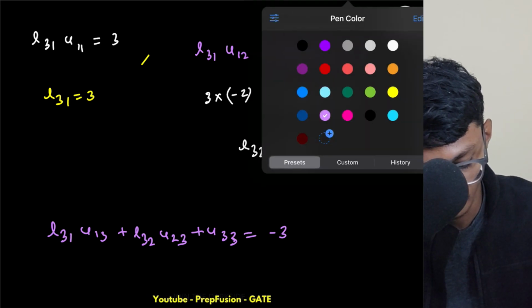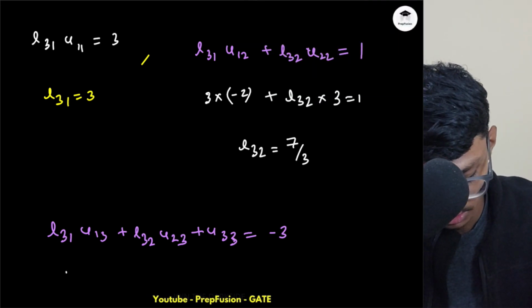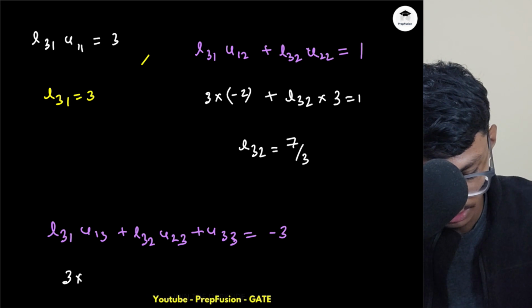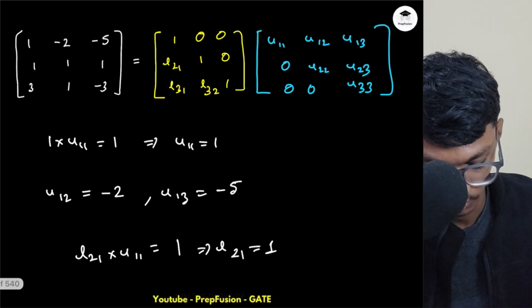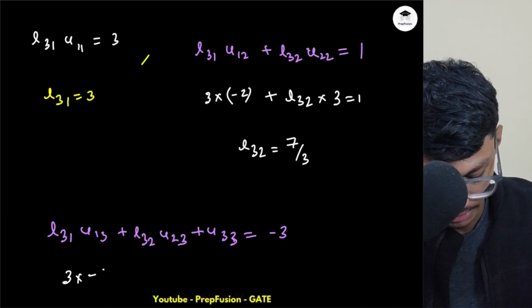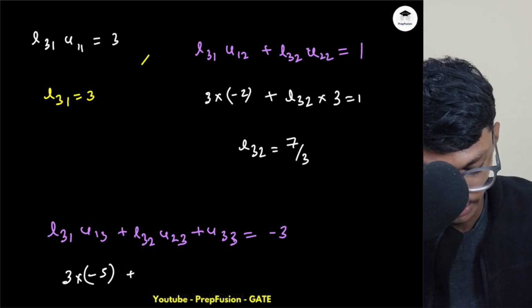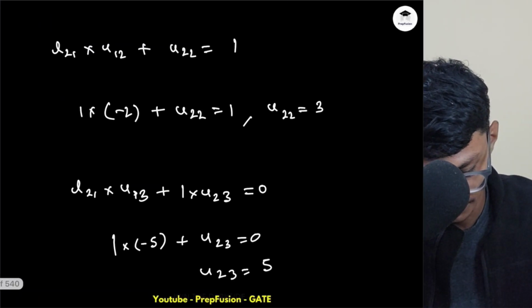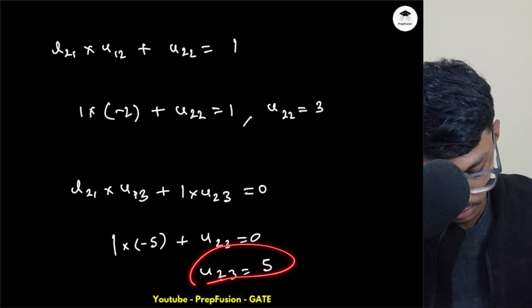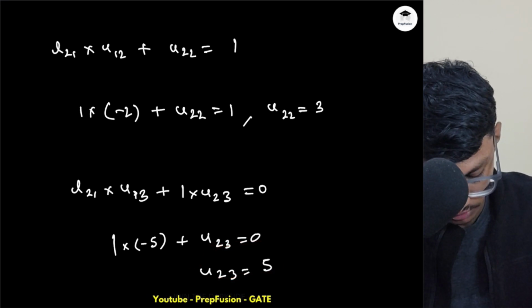So basically we've already found out what is L31. L31 is 3. What is U13? U13 is minus 5, I believe. Yeah, U13 is minus 5. So minus 5. Now what is L32? L32 is, which we have just found out, which is 7 by 3. What is U23? U23 is, we have just found out previously, which is equals to 5, right?